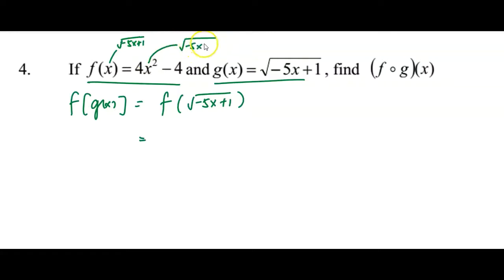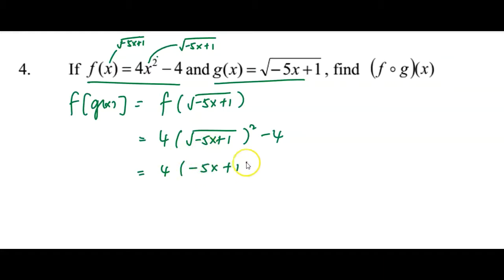The same thing happens here. Here it will also be negative square root of negative 5x plus 1, meaning that the 4 will remain, and then this x will be substituted with the square root of negative 5x plus 1. And don't forget you have a square here, minus 4. So when you have the square root of something squared, you get back what is inside the square root. You get negative 5x plus 1 minus 4. Okay, so simplify, you get negative 20x plus 4 minus 4. Then simplify, you get negative 20x.